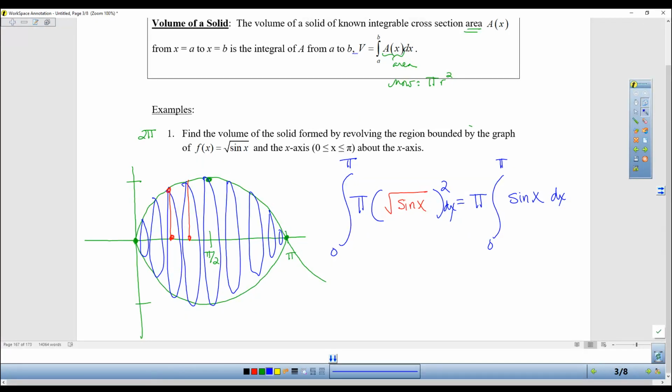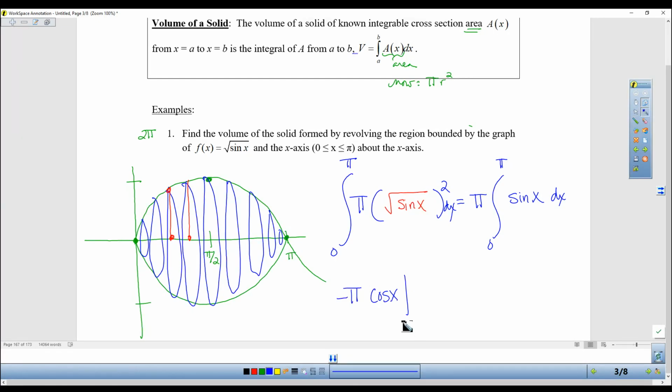Okay, so the integral of sine of x is cosine of x, but since the derivative of cosine is negative sine, it must be negative. I'm going to put this negative way out in front with the pi so it doesn't look like subtraction. If you put it here, somebody might think it's subtraction. So I'm going to put it out in front with the pi.